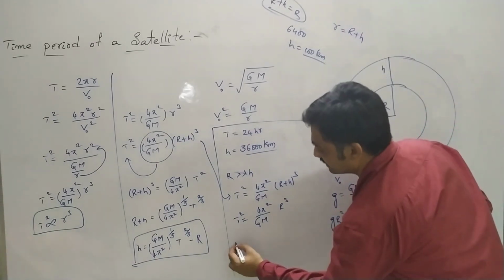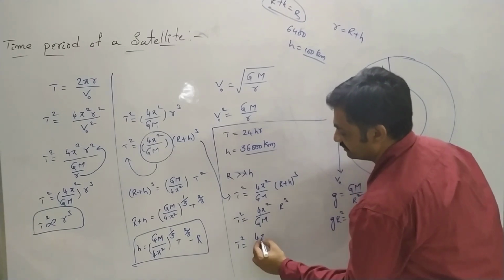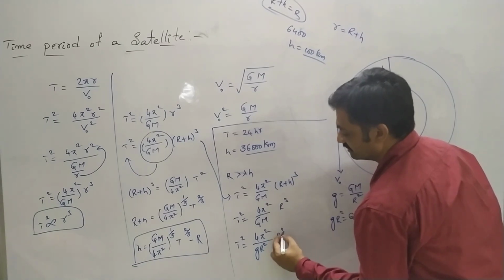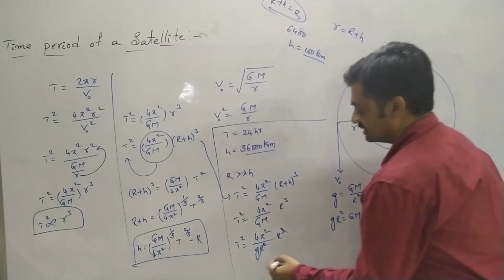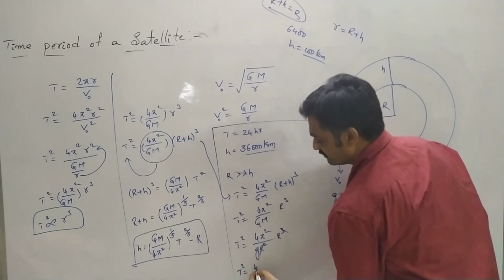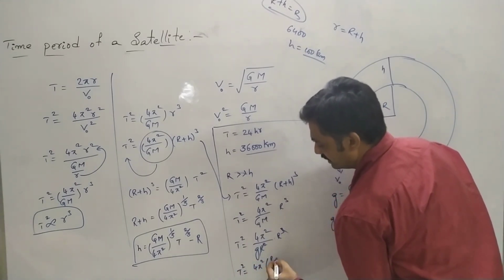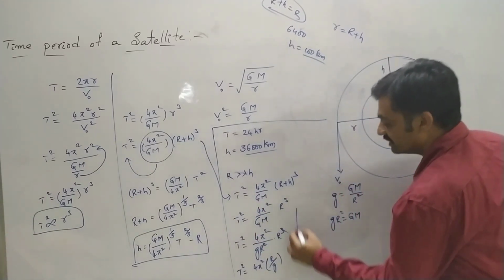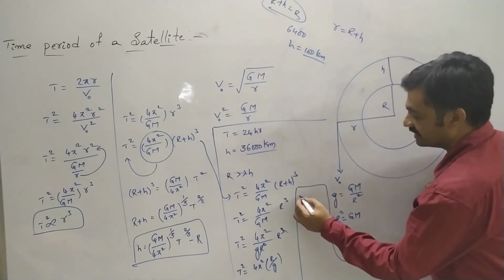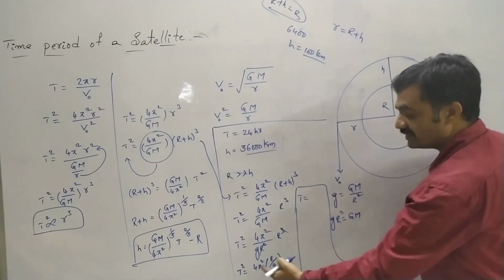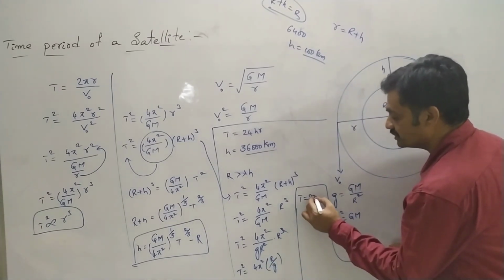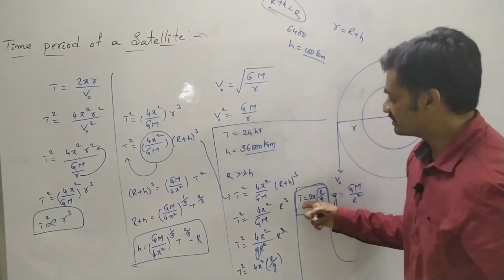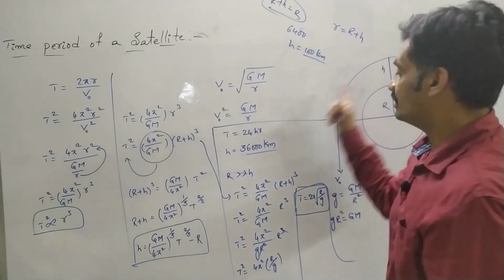As we substitute, the time period expression T square can be represented as 4 pi square by g R square into R cube. R square gets cancelled, remaining is R. Then time period can be given as T square equals 4 pi square into R by g. Apply square root on both sides. Then T is equal to, under root of 4 pi square is nothing but 2 pi, 2 pi into under root of R by g. So this represents the expression for time period for a satellite which is revolving around the Earth.